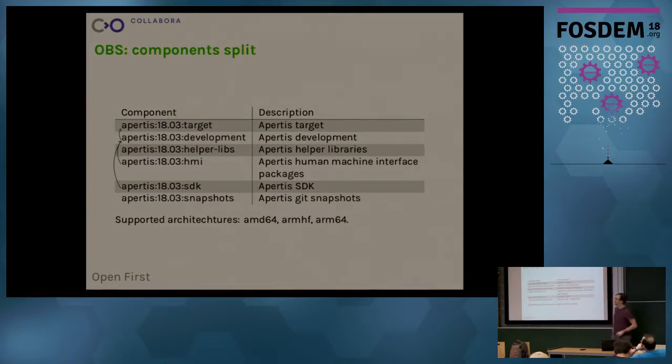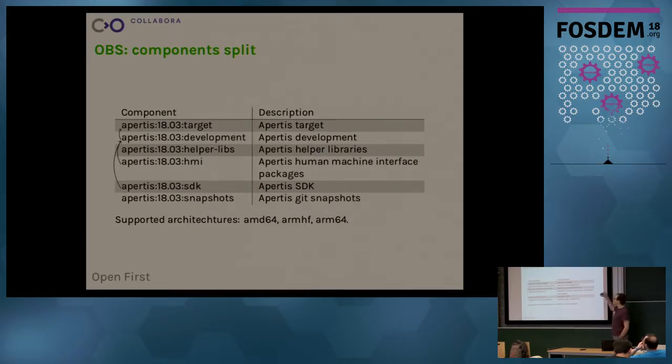In OBS, projects can use each other for builds. So, for example, here, development can depend on packages from target, and SDK can depend on packages from development. And this means that if the packages in development require dependencies to build from target, they are installed in the chroot by OBS and used. But normally not the other way around. An exception to this is basically target, because target needs some packages in development to build.